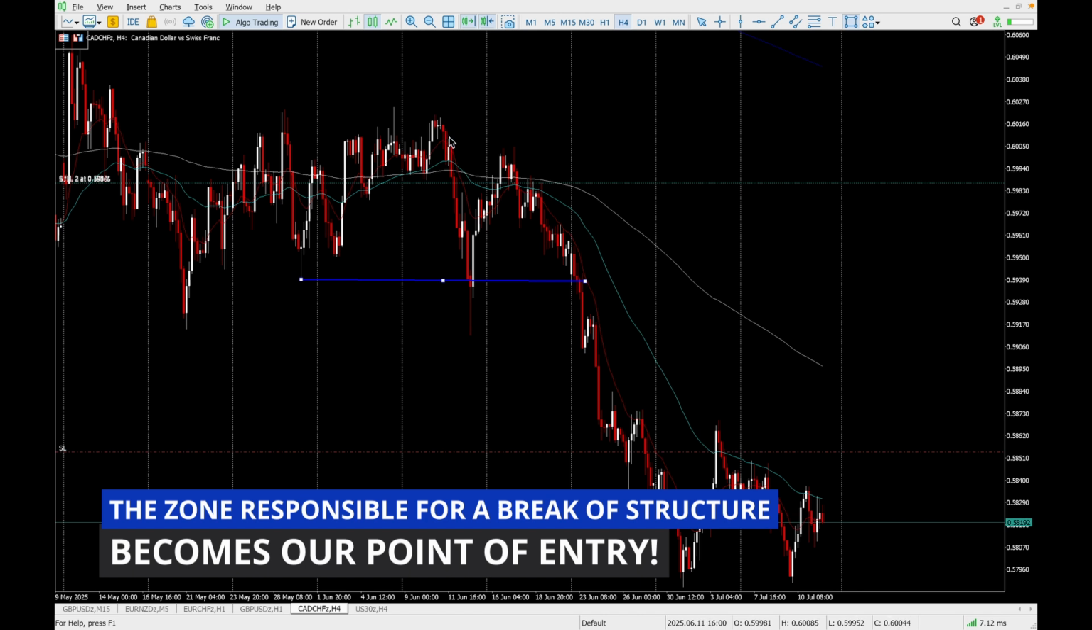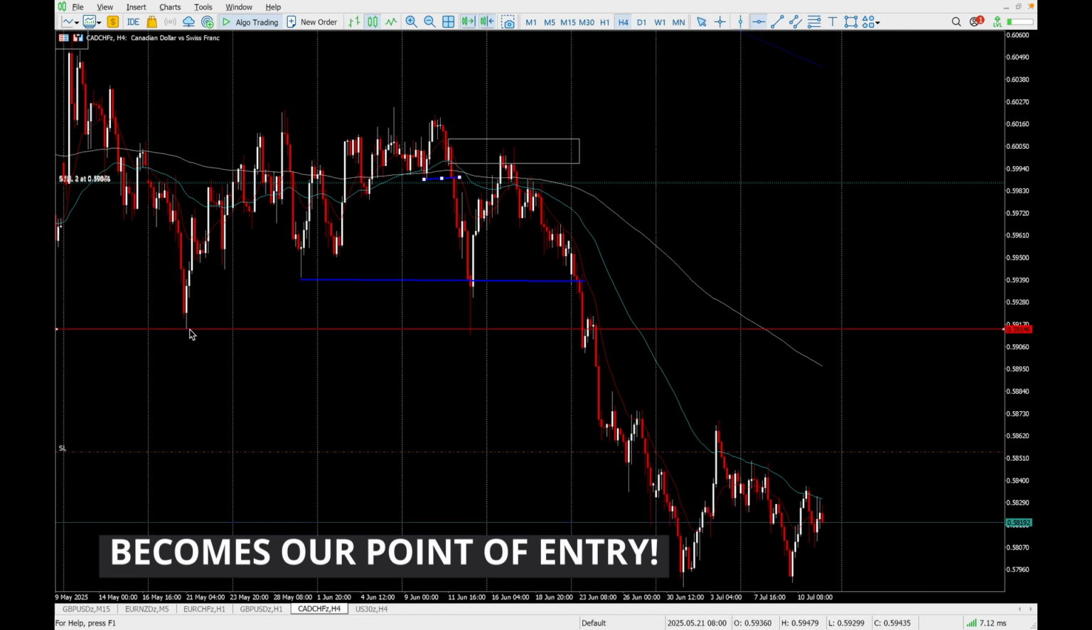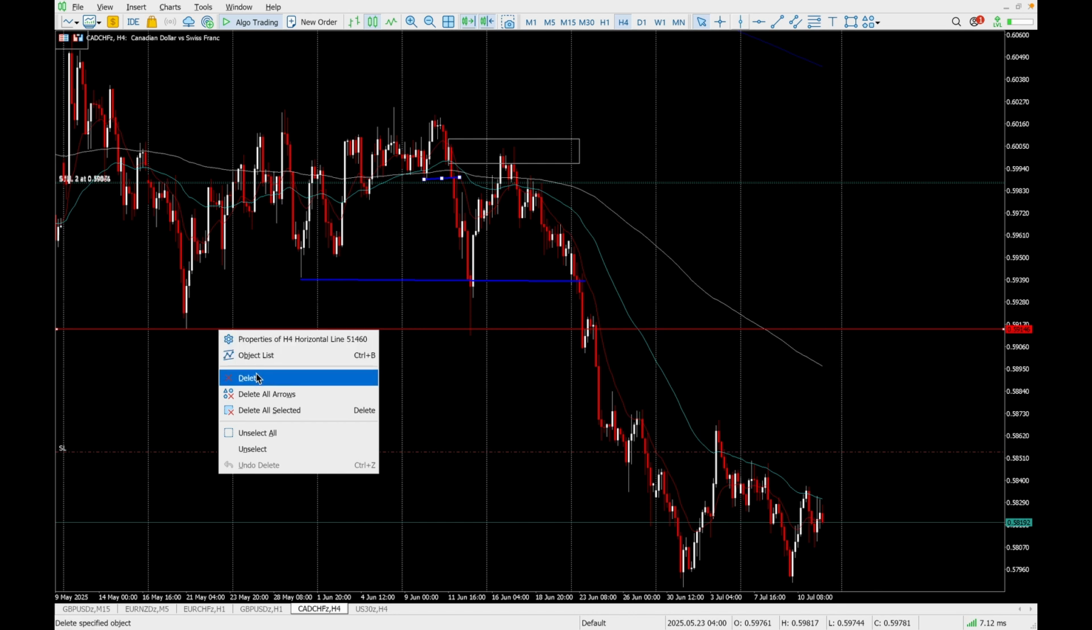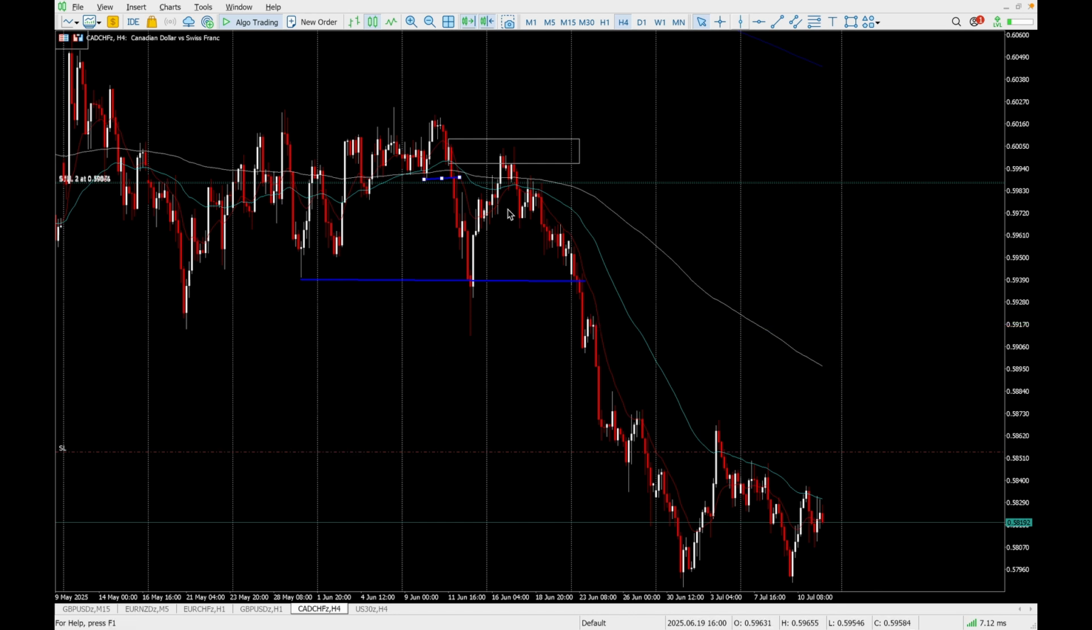So this zone right here is the zone which was responsible for the break of this structure, and all these major structures that were taken out. So very important zone. This zone broke this structure, and basically also broke this structure. Not really a clean break, but a wick can also be considered as a break of structure, right? Because price was there.